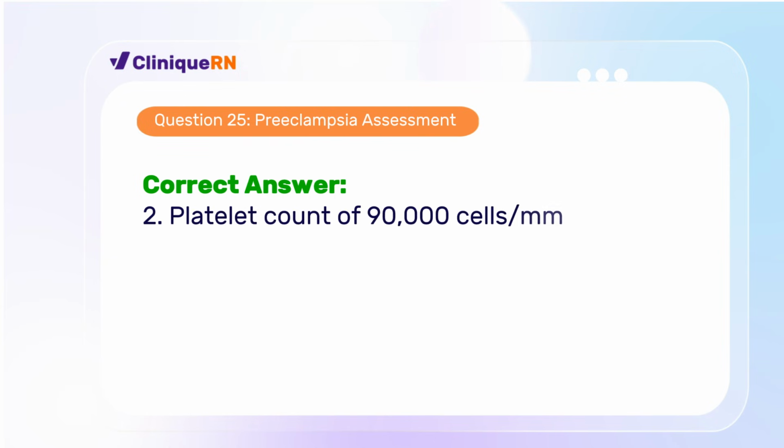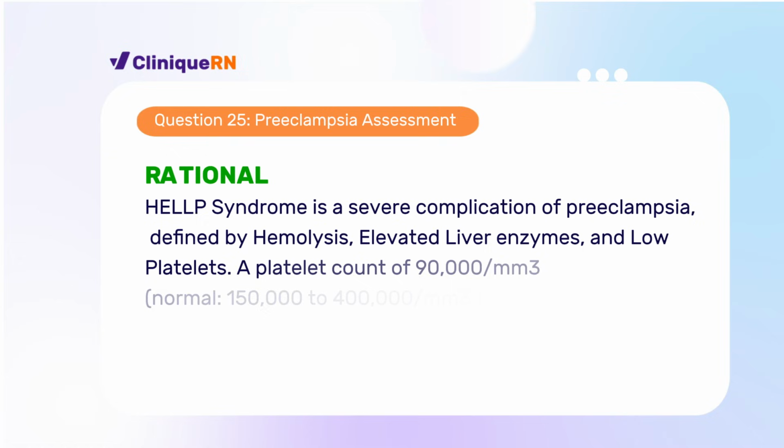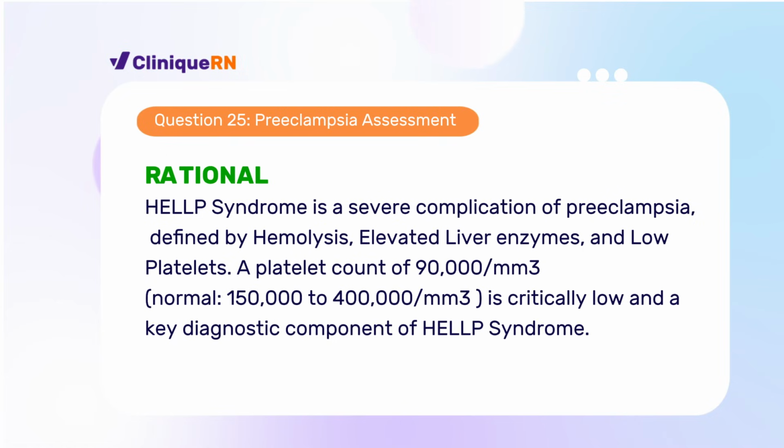Correct answer: 2. Platelet count of 90,000 cells per milliliter. Rationale: HELLP syndrome is a severe complication of preeclampsia, defined by hemolysis, elevated liver enzymes, and low platelets. A platelet count of 90,000 per cubic milliliter, with normal being 150,000 to 400,000 per cubic milliliter, is critically low and a key diagnostic component of HELLP syndrome.